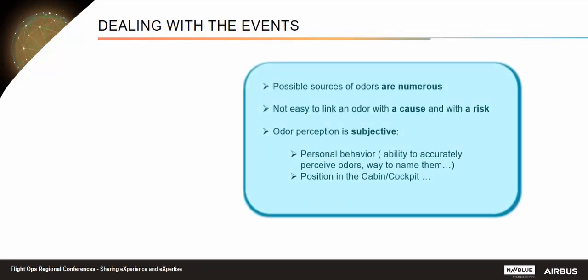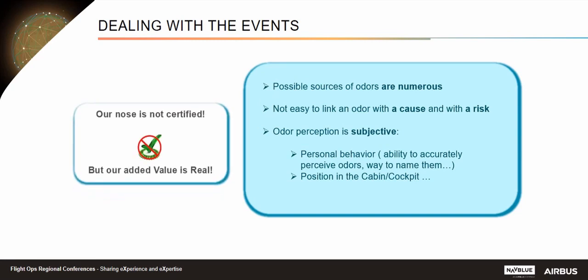In the aircraft, the possible sources of odors are quite huge, so most of the time it's difficult to accurately locate them. In addition, it's very tricky to establish a link between a given odor, the reason behind it, and the associated risk. Then our perception is subjective and depends on our own way to name the odors. Finally, an odor can depend on our position on the aircraft, depending if we are in the cockpit or, for example, the aft cabin, and also depend on the flight condition, humidity, and temperature on board.